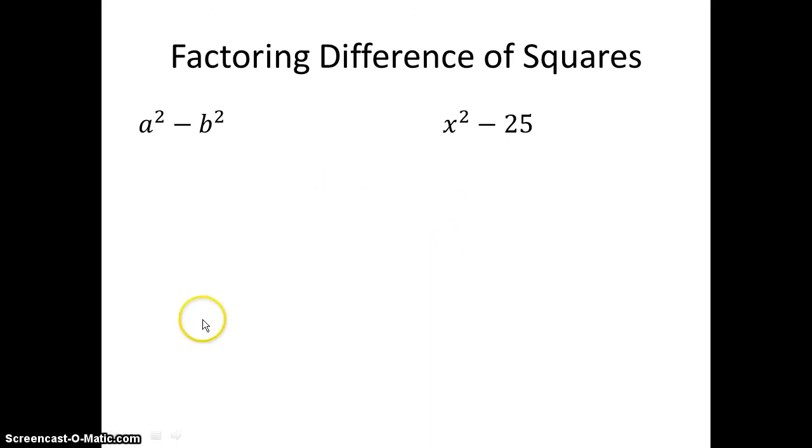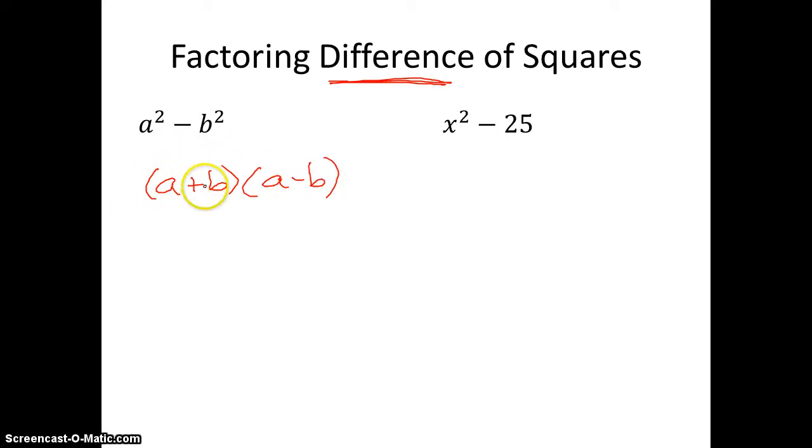All right, factoring difference of squares. The reason it's called the difference of squares is because your first term is a perfect square and your second term is a perfect square, and difference in math means what? Subtraction, right? So a squared minus b squared is the form it will be in. It factors just like this: a plus b, a minus b.